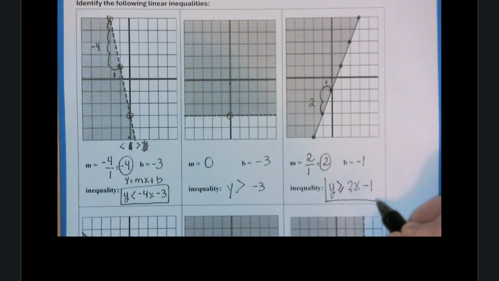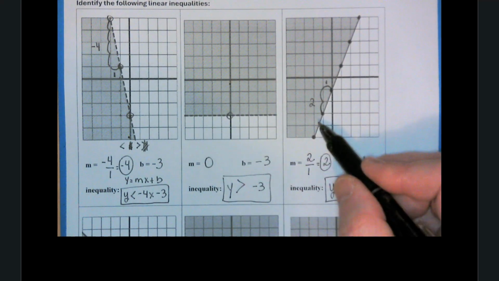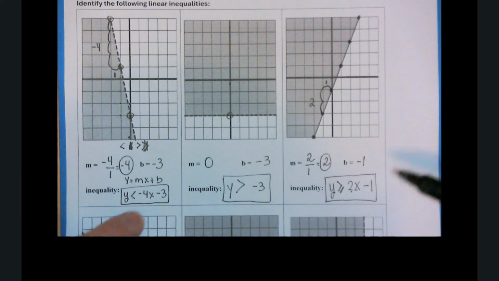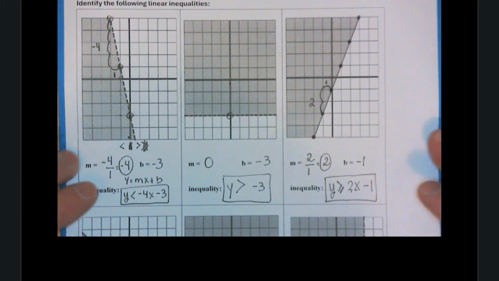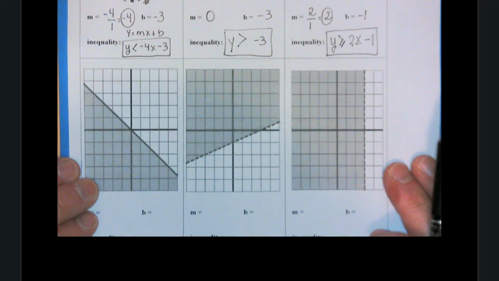These are my equations for these graphs. So this is what we're doing today. I'm going to be given graphs, and I need to find the inequality that represents those graphs. Okay, so let's go on to the next examples here.